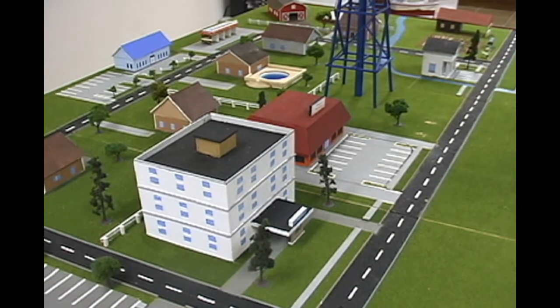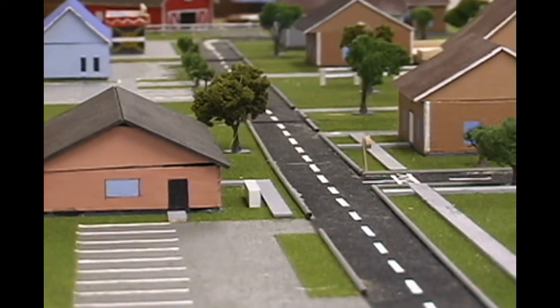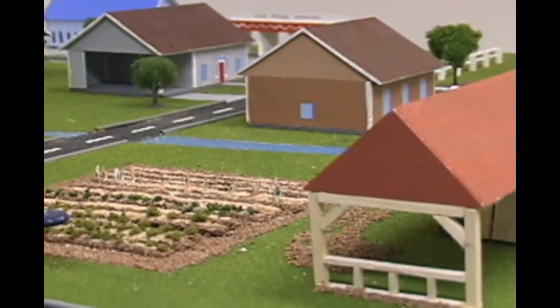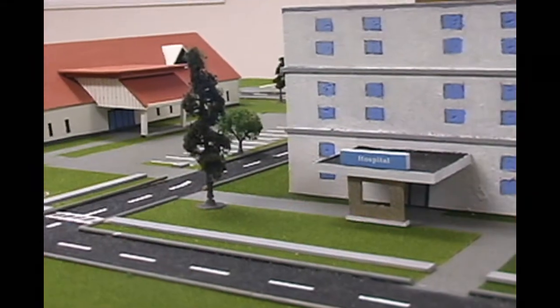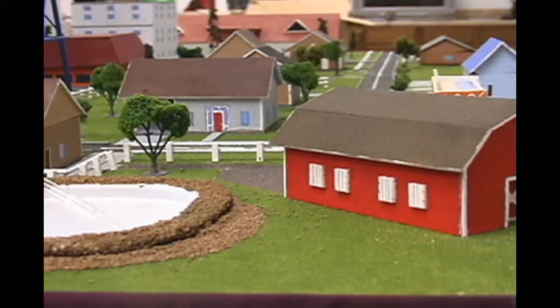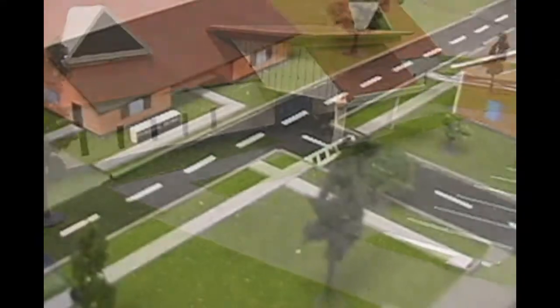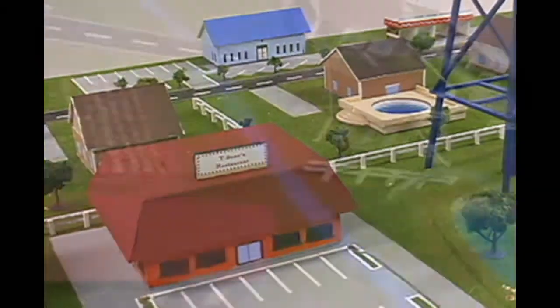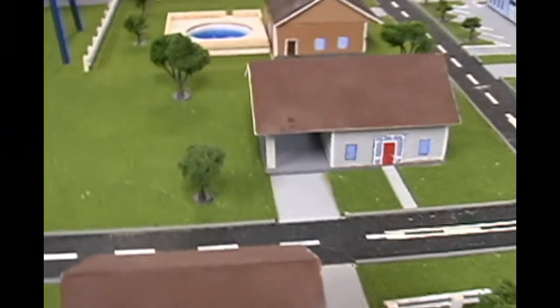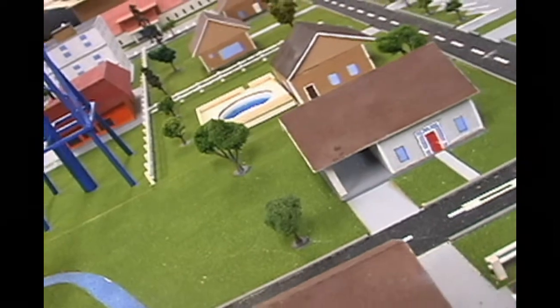Here is a model of a typical community, fully equipped and operating with a closed-loop water system, much like you would find in your own hometown. From a community hospital to a rural farmhouse, a school, funeral home, residential neighborhood, and local restaurants. On this day, all of these facilities are going about their daily routine.